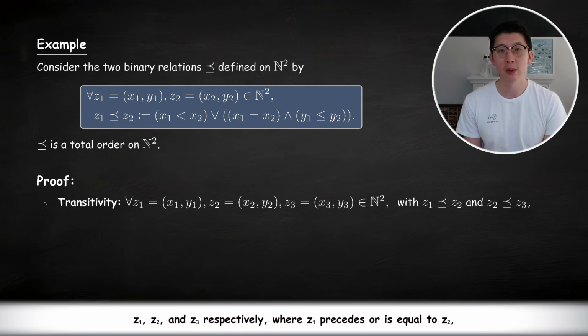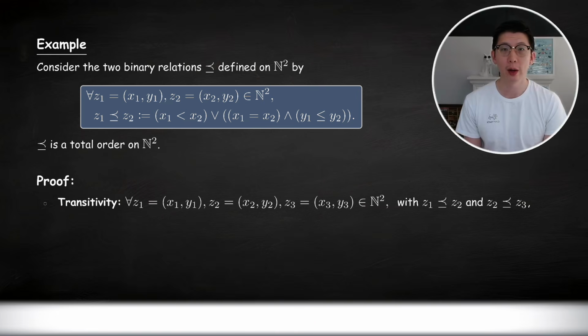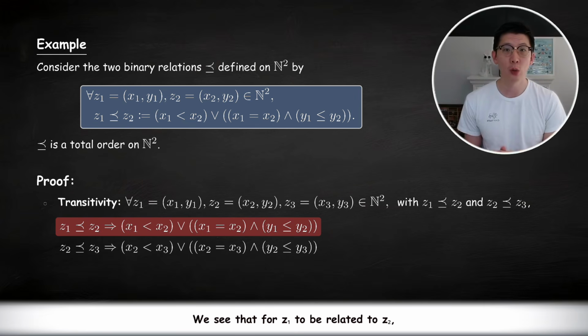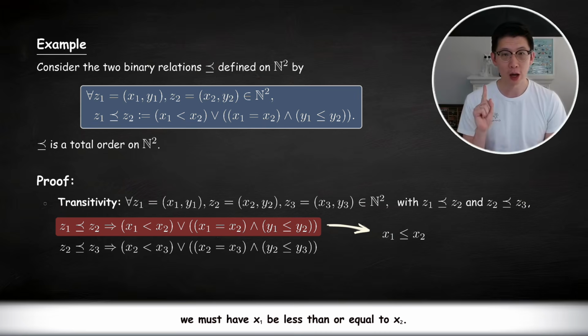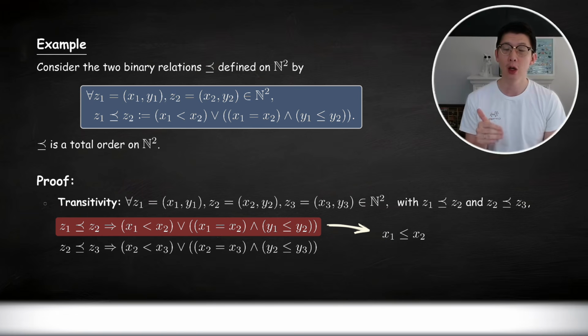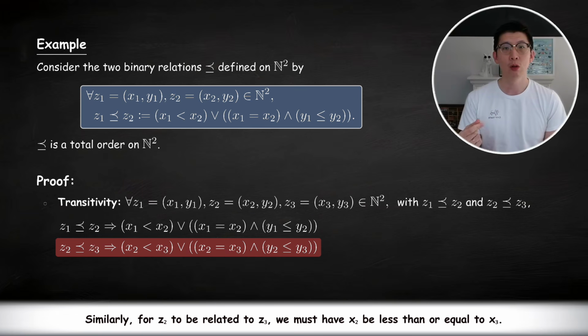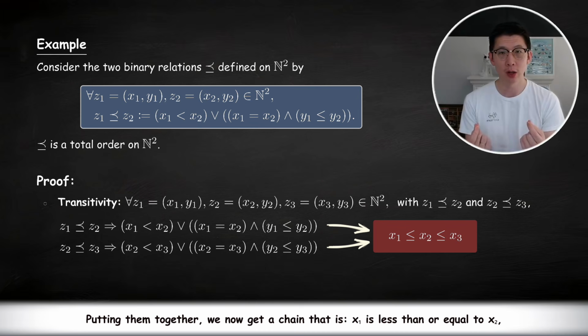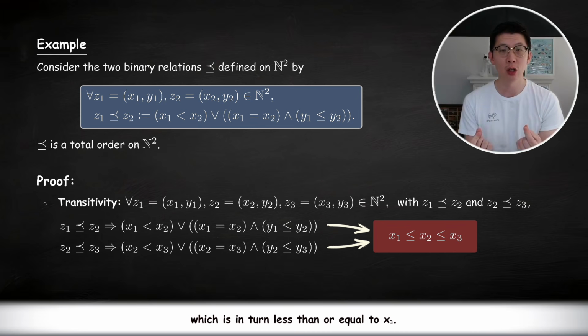Next, for transitivity, let us assume that we're given three ordered pairs, z1, z2, and z3, respectively, where z1 precedes or is equal to z2, and z2 precedes or is equal to z3. Now, let us analyze these conditions. We see that for z1 to be related to z2, we must have x1 less than or equal to x2. Similarly, for z2 to be related to z3, we must have x2 less than or equal to x3. Putting them together, we now get a chain: x1 is less than or equal to x2, which is in turn less than or equal to x3.